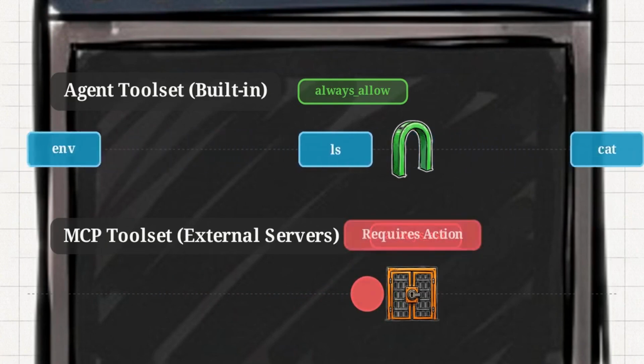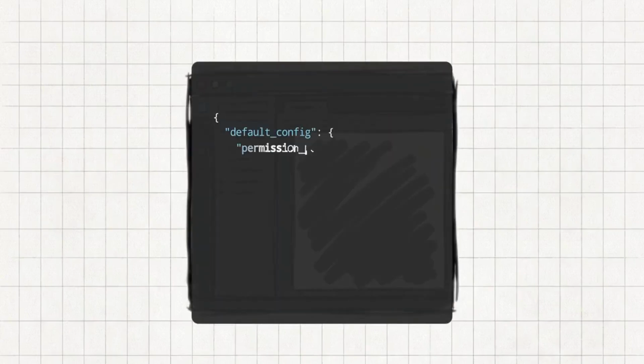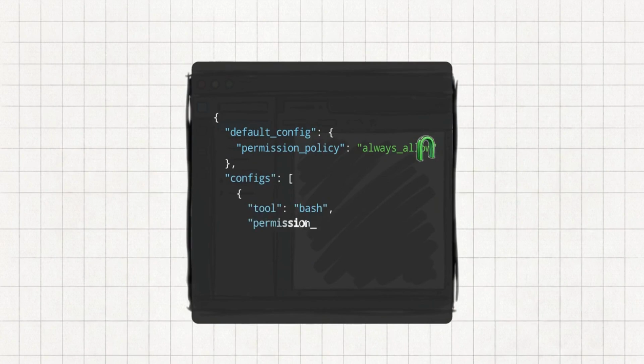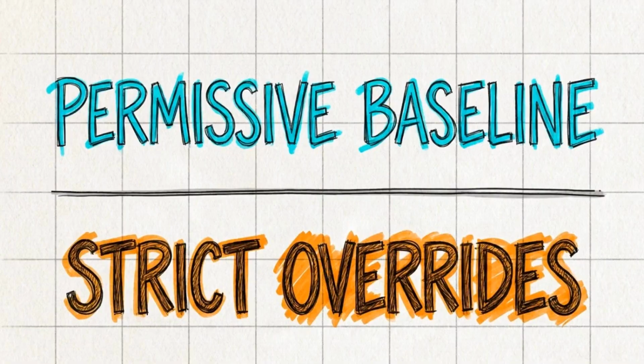When configuring an agent, the goal is to trust the safe tools and gate the dangerous ones. You do this by setting a permissive baseline in the default config and then carving out exceptions. In the configs array, you can explicitly set tools like bash or write to always ask. This setup creates a frictionless experience for read-only operations while ensuring the agent cannot modify files or execute shell commands without your oversight. The principle is simple. Trust the tools guaranteed to run automatically, but gate the tools that can change the world.